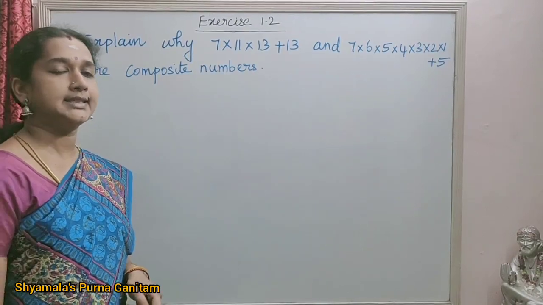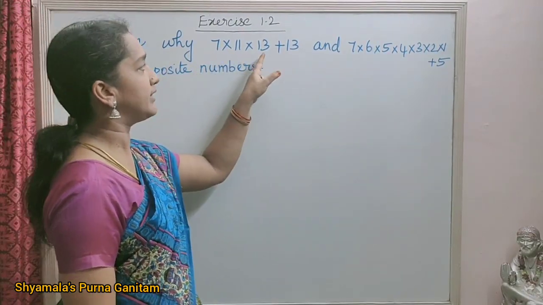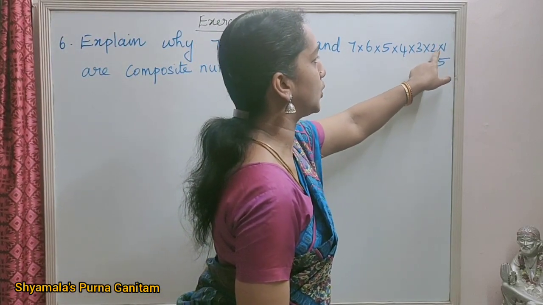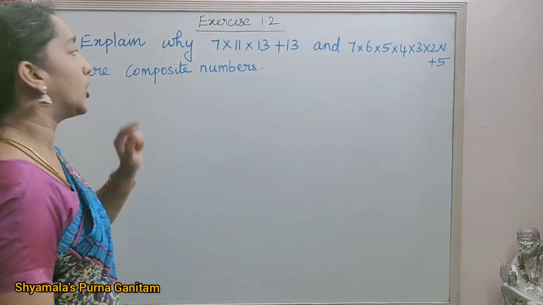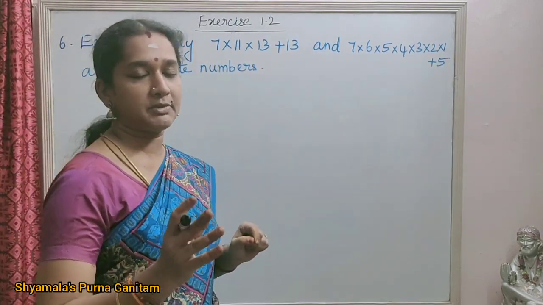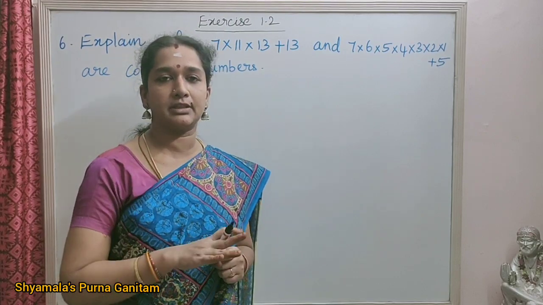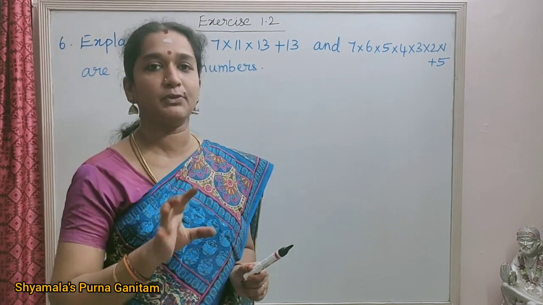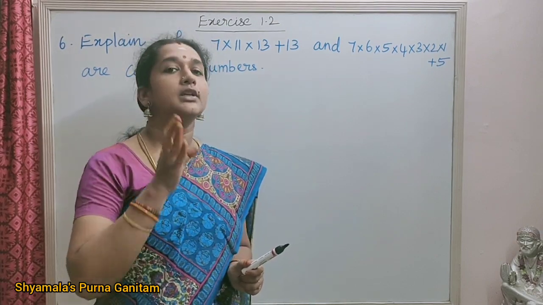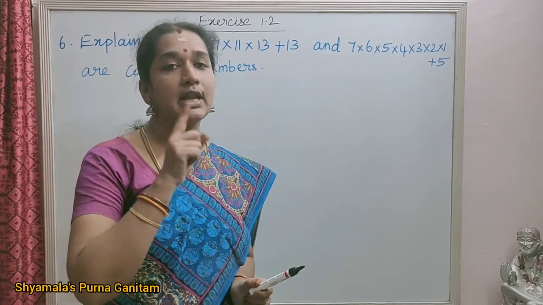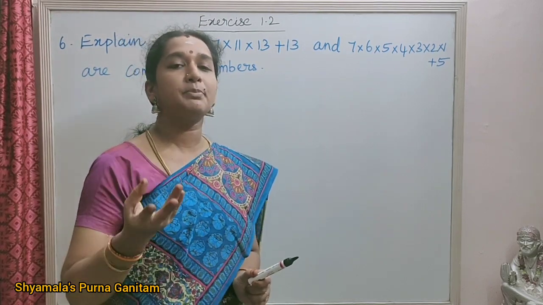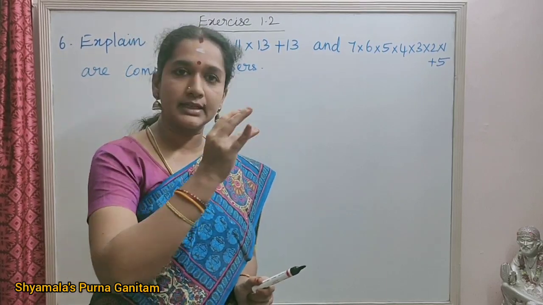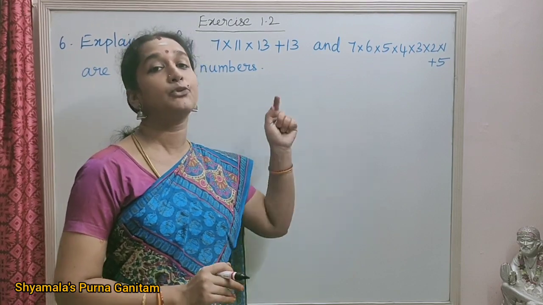Okay. Sixth sum. Explain why 7 into 11 into 13 plus 13 and 7 into 6 into 5 into 4 into 3 into 2 into 1 plus 5 are composite numbers. We know two types of numbers. One is prime and the other is composite. Prime numbers have only 1 and the number itself as factors. If you take 5, the factors for that are 1 and 5, the number itself. But composite numbers have many factors. So it has 1, the number itself, and many other factors.